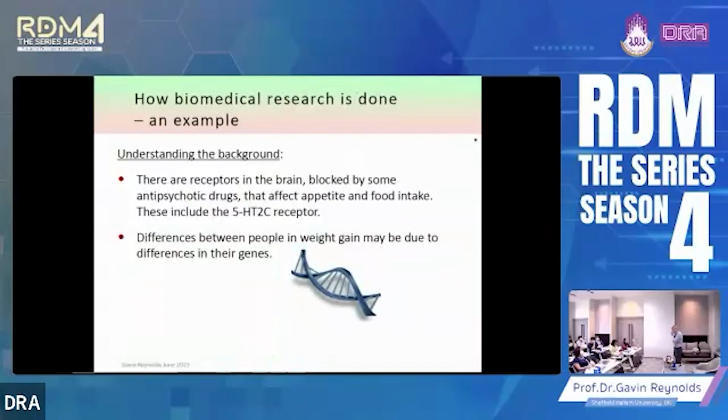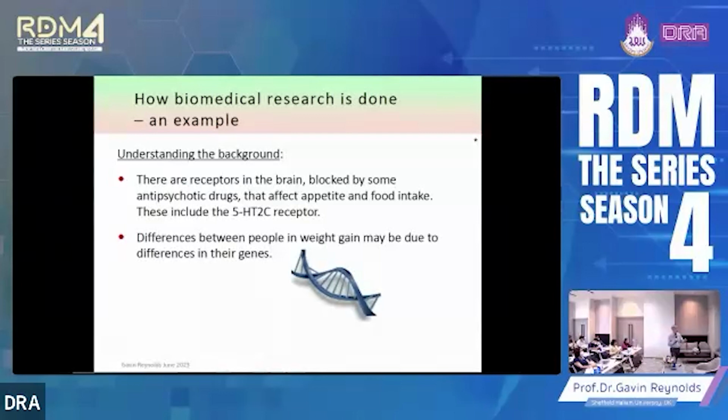So let's think, how do we address this problem? We have to understand the background, and understanding the background means thinking about what it is that controls weight gain and how the drugs interact with that. And we know that there are receptors in the brain which are blocked by some of the antipsychotic drugs, and those include a receptor called the 5-HT2C receptor. So we thought that differences between people in their weight, or weight gain following drug treatment, might also be due to differences in their genes.